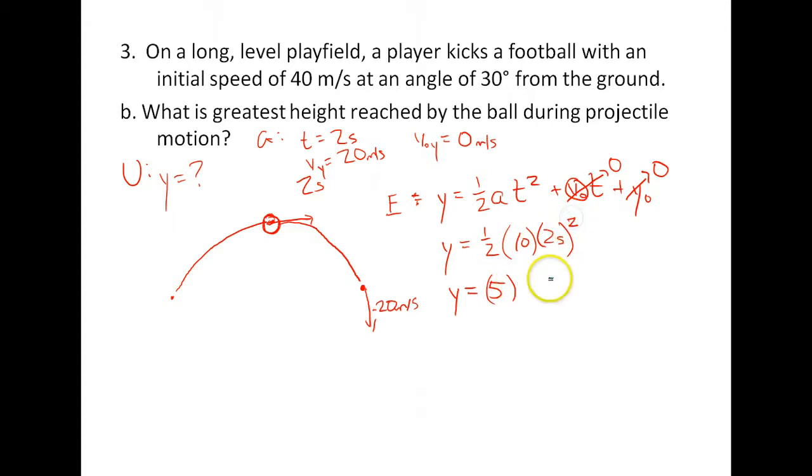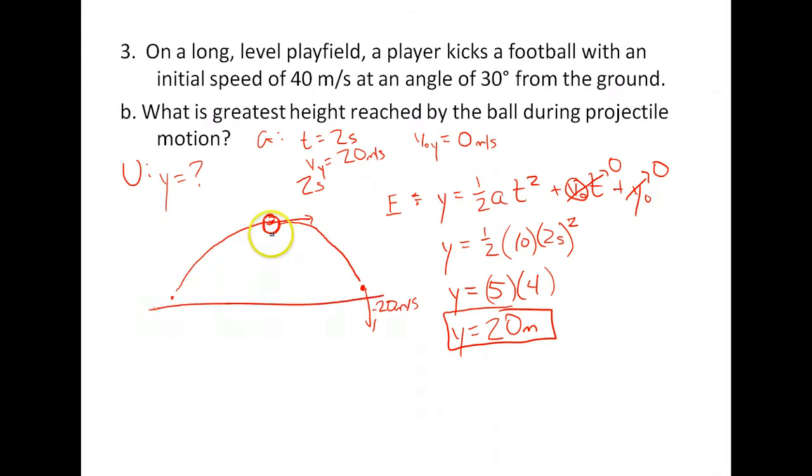And I forgot my square right there. 2 squared is 4. So 5 times 4 is 20 meters. So we know this falls a vertical distance of 20 meters. So the greatest height reached by the ball is 20 meters. It also falls 20 meters. So your change in vertical distance from the ground at this point would be 20 meters.